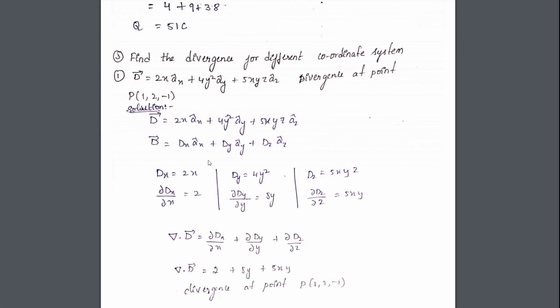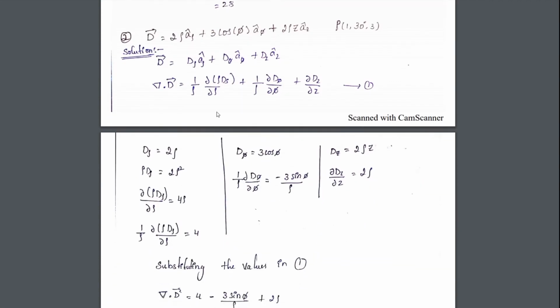So D is given in cylindrical. Write the solution: the standard form of D in cylindrical is D rho A rho plus D phi A phi plus Dz Az. So what is D rho? If you compare, it is 2 rho. D phi is 3 cos phi and Dz is 2 rho into z.